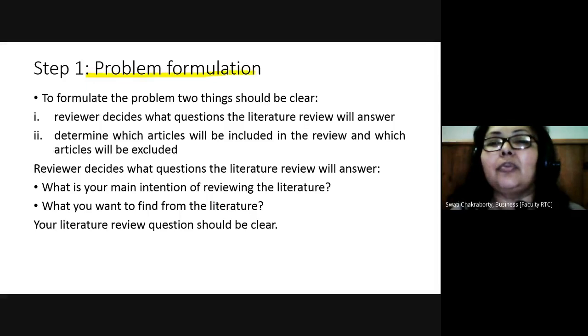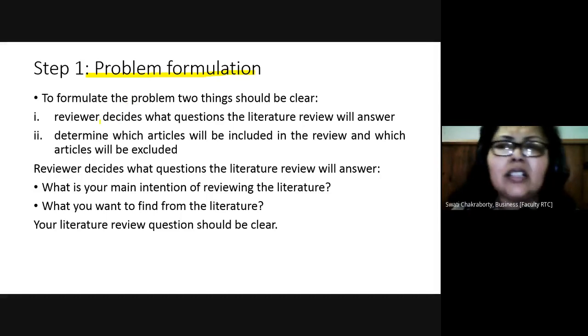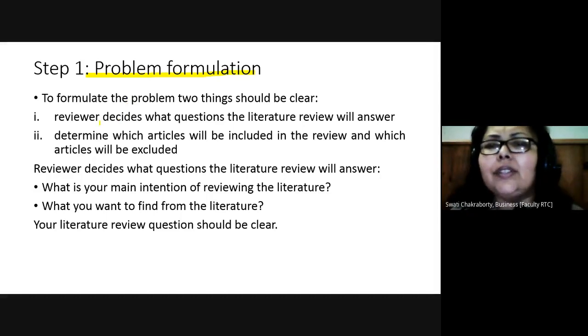First step, problem formulation. When you're formulating a problem, there are two things which you need to be very clear about. One is you need to decide what questions the literature review is going to answer, and also which articles should be included in your review and which should be excluded.